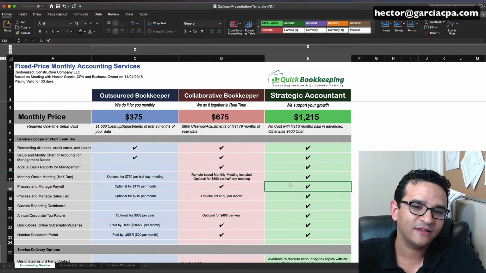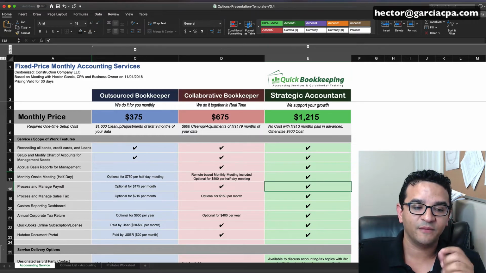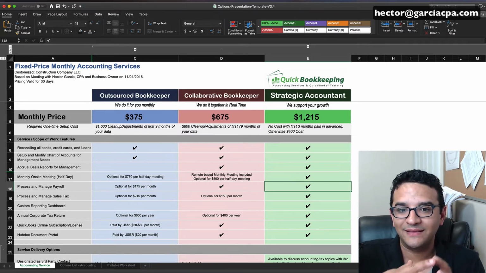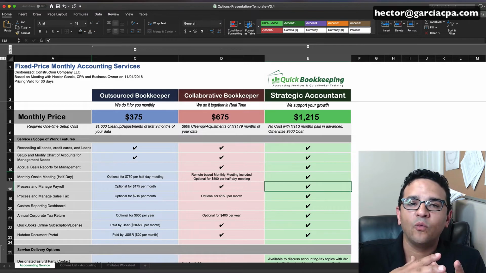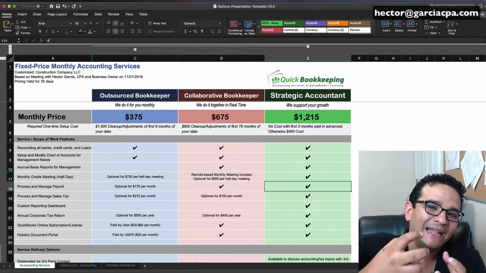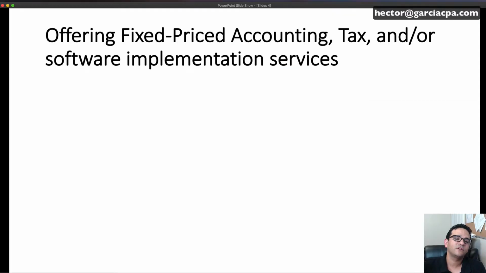I'm going to get back into the spreadsheet and explain to you how it works. But first, I'd like to speak about some fundamentals around how we get to the point where we decide what do we offer, how much we charge, and what are the areas of conversation we need to focus in to get data from our client to understand what they prioritize. So let's start with how do we offer fixed price services, for example, for accounting, tax, or software implementation.